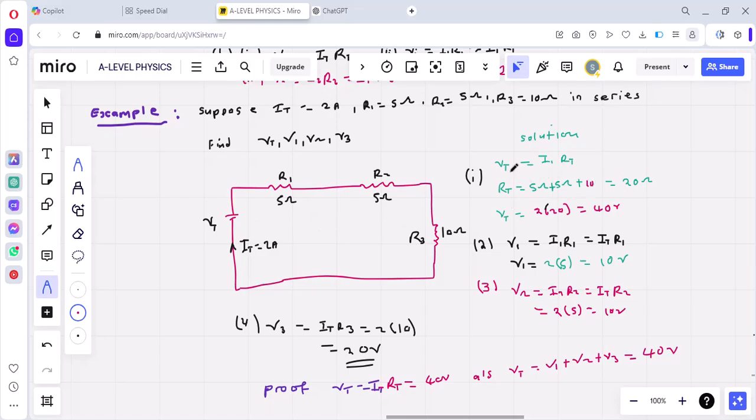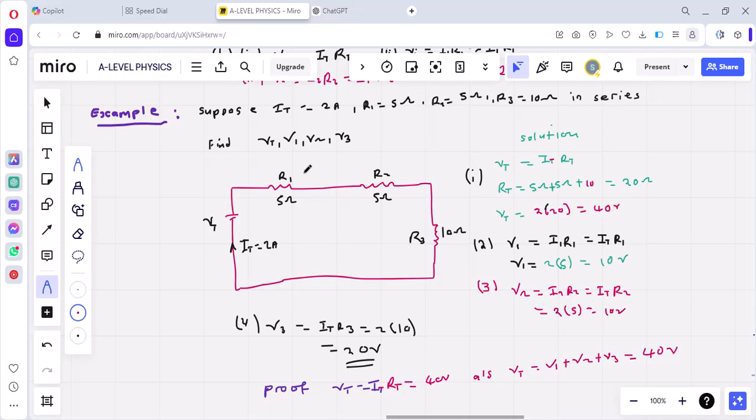Using Ohm's law, VT is equal to IT, or I1, because IT in this case is equivalent to I1. So that is VT equals IT times RT, total current times total resistance. But first we have to compute the total resistance by adding them. Since there are 3, we have 5 plus 5 plus 10, that will give us 20. Now substituting, total current IT here is 2, then the total resistance is 20, that will give us a total voltage of 40.